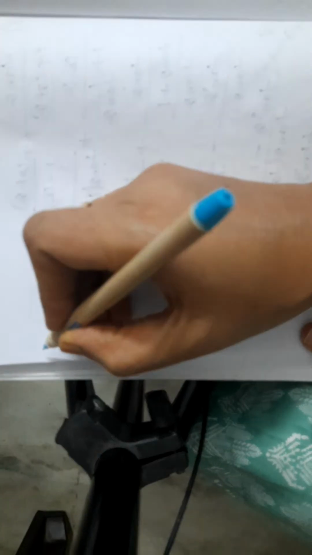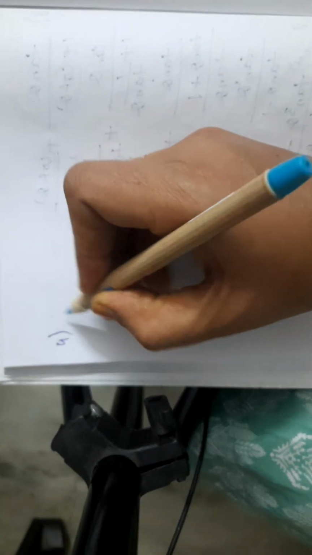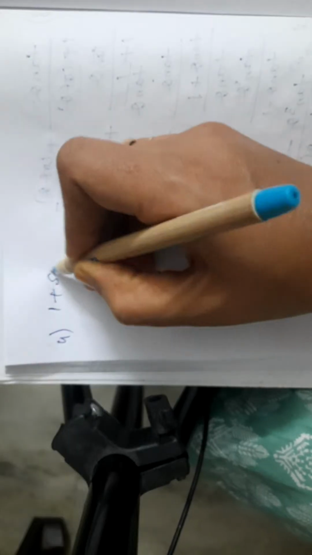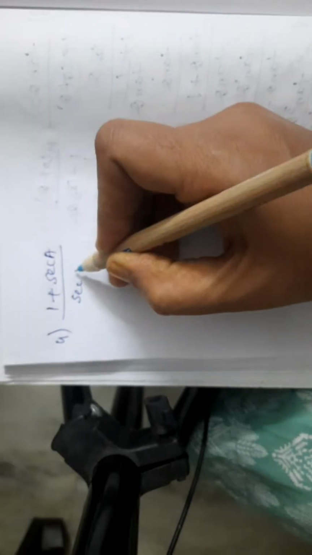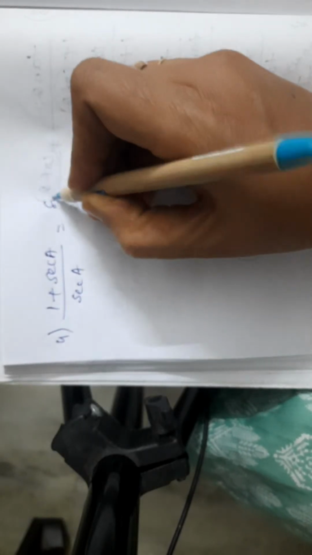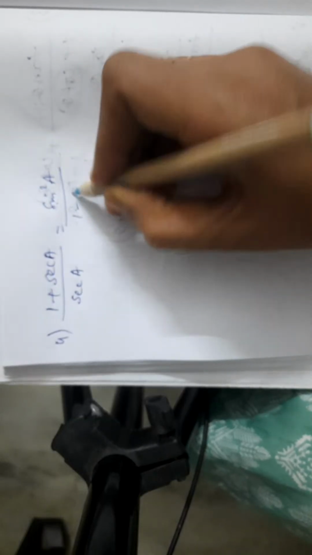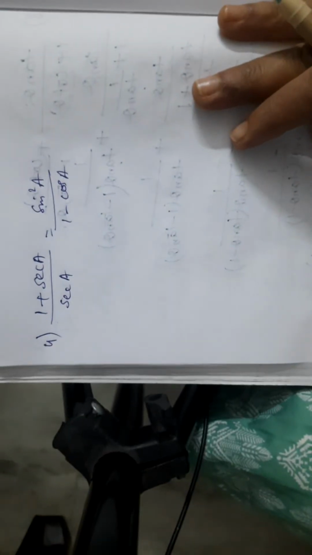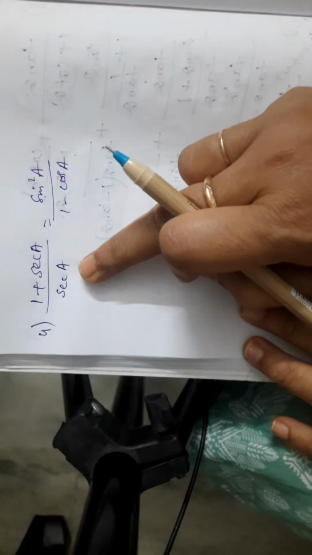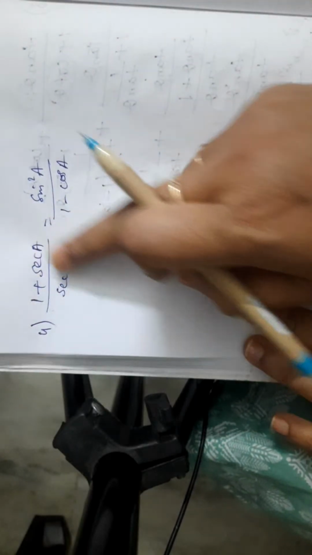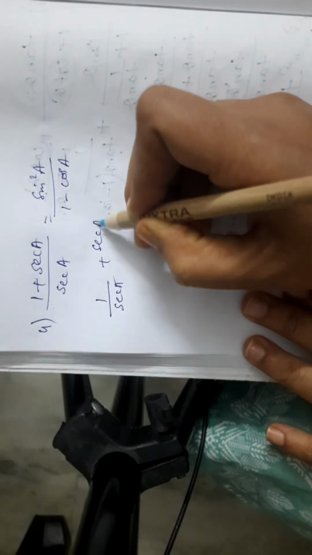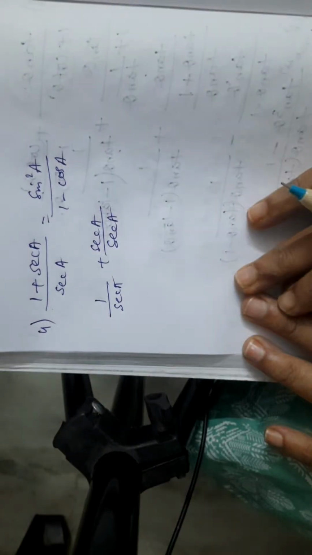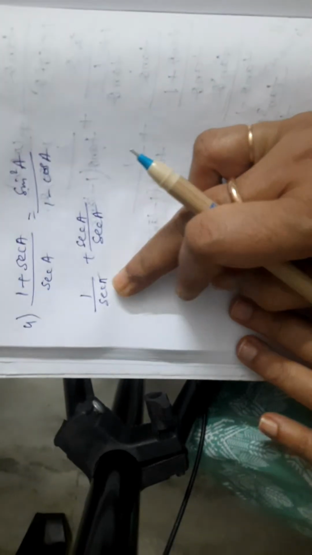Second question is, it's the fourth question. It's 1 plus sec A upon sec A. We need to make it equal to sine square A upon 1 minus cos A. So while I was explaining the important tips, I told that whenever there will be a single term, we need to go for separate division. So it will be 1 upon sec A plus sec A upon sec A. 1 upon sec, it's cos.